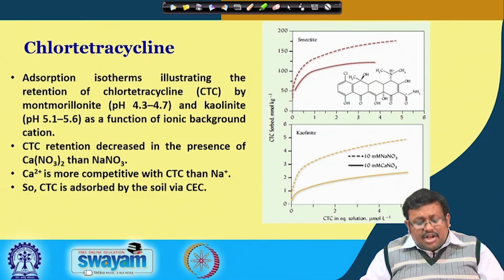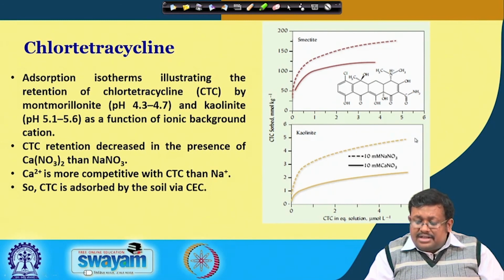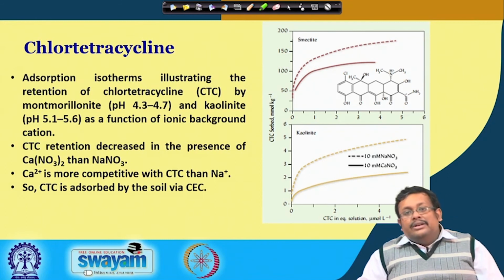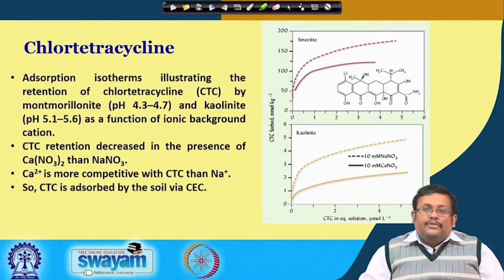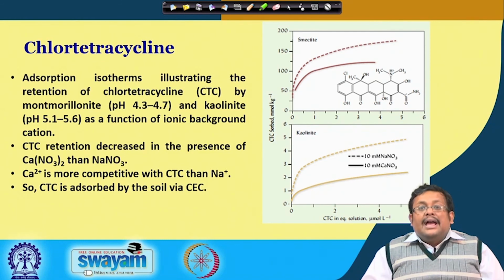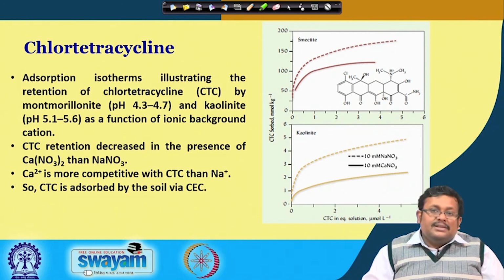So CTC is adsorbed by the soil via CEC. You can see in the presence of sodium nitrate, the adsorption is higher. However, in the presence of calcium nitrate, the adsorption is somewhat lower, because calcium is more competitive with CTC than sodium. So these are some complex interactions between the different molecules which we apply into the soil, and the components which are already present in the soil.